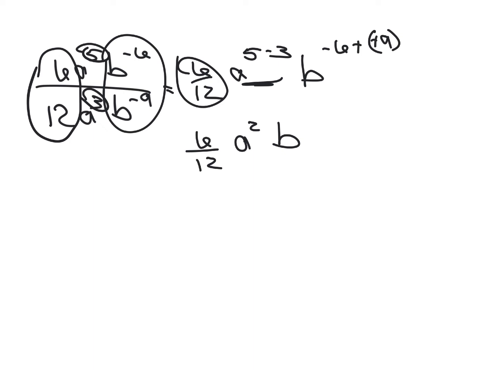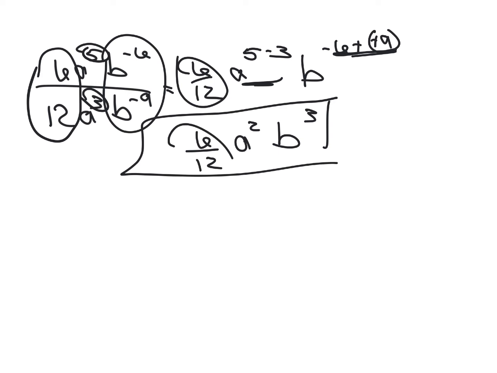B, negative 6 minus negative 9. We'll make those two positives. We've got a negative and a positive. Take the difference between the two. Put the sign of the largest number on there. And we get a 3. So here is our kind of final answer, because we still have a 6 over 12, which reduces to 1/2. 1/2 a squared b cubed ends up being my answer there. All right, let's continue on with some of these practices.